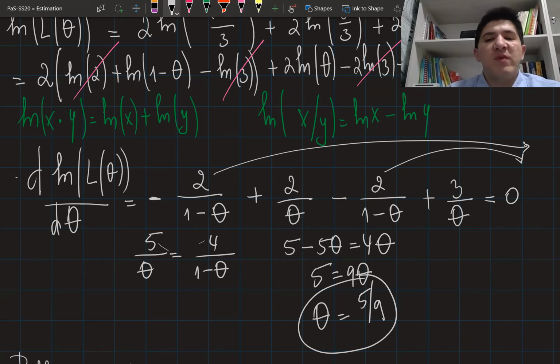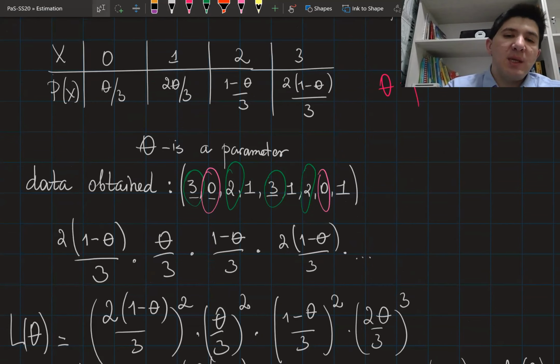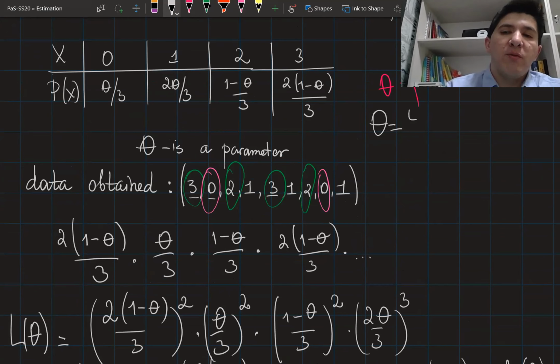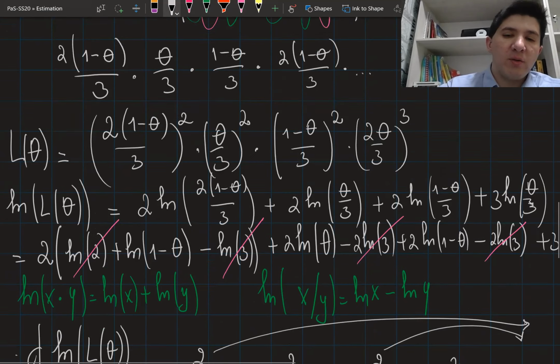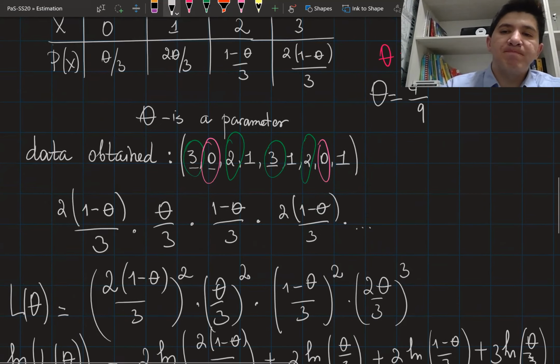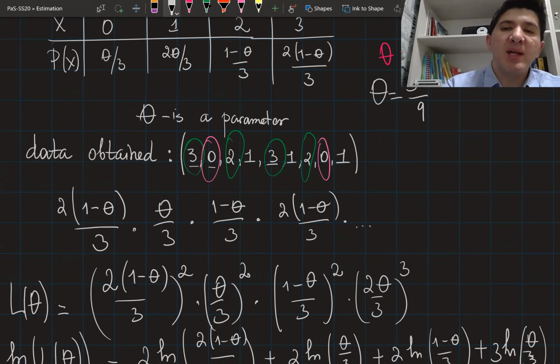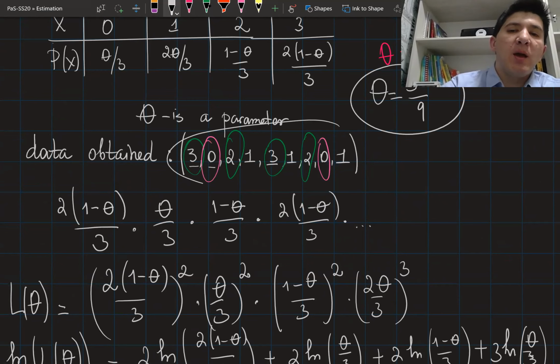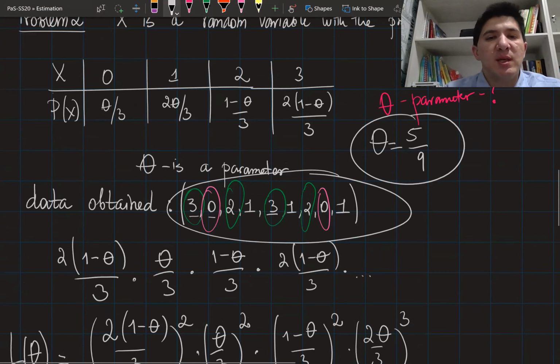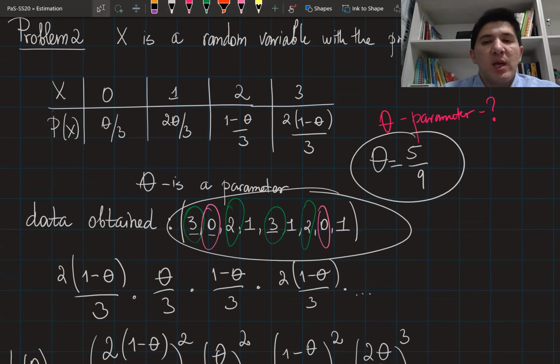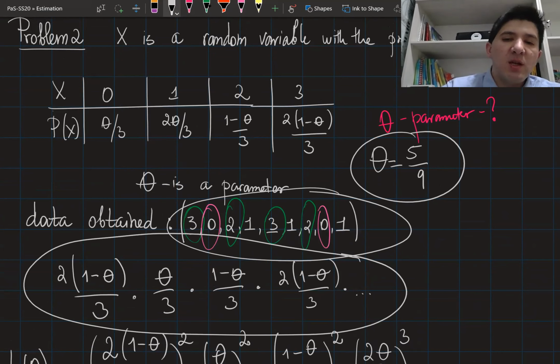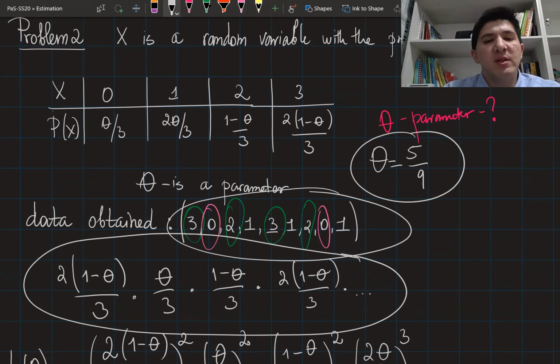So basically, for this value of theta, I must most probably get the sequence of the data. If I plug in theta equal to 5 over 9 into this probability mass function, most probably I will get this data when I generate a new data set. So we found the likelihood function, then we maximized it and found the value of theta which maximizes this.